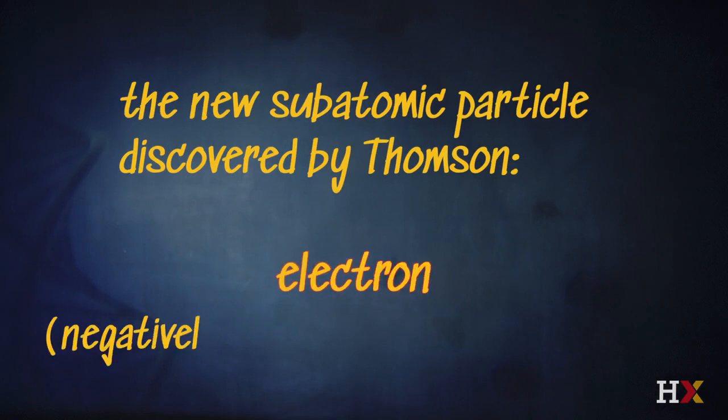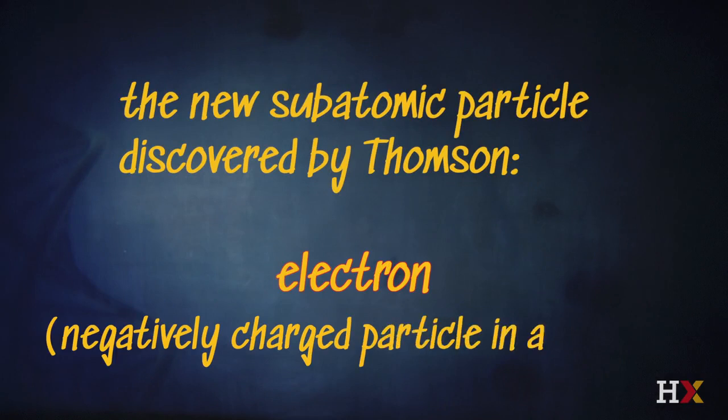So this negatively charged particle that occurred in all atoms now had a name, and many in the scientific community reacted with disbelief. It was the scientific method that finally settled the matter, because it would test these laws against observation. And the cathode ray tube was the basis not only of the discovery of the electron, but also the construction of the first television sets.